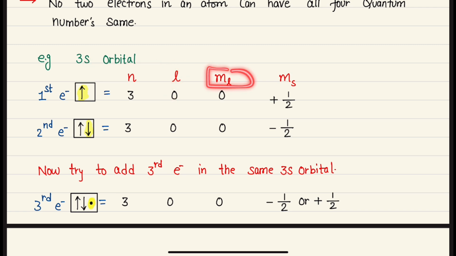And the ML value, that is called magnetic quantum number, okay, and this ML value for the s orbital is 0. And because this electron is pointing in the upward direction, we can say it is plus half. Understood? That is the magnetic spin quantum number, that is plus half.